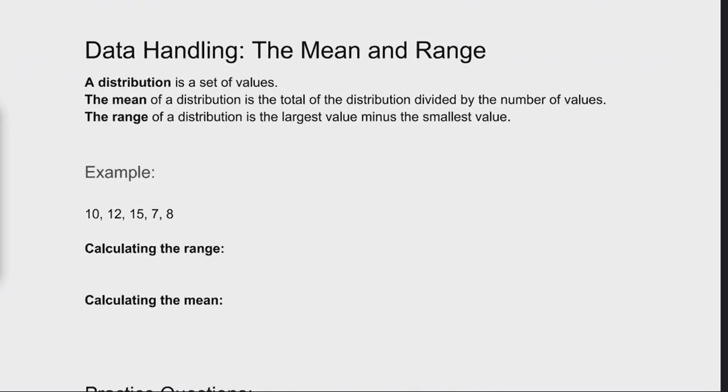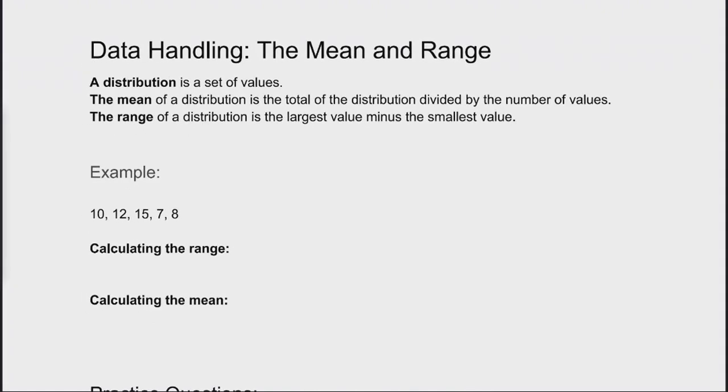Okay, so now let's look at this example. So the first thing that we want to do is calculate the range of this distribution. So we need the largest value. So what's biggest? 10, 12, 15, 7 or 8? Well, the largest is going to be 15. And then from that, we want to subtract the smallest value. So if you look for the smallest value, you should see that it is 7. And so 15 minus 7 is going to be 8. And that is the range of our distribution.